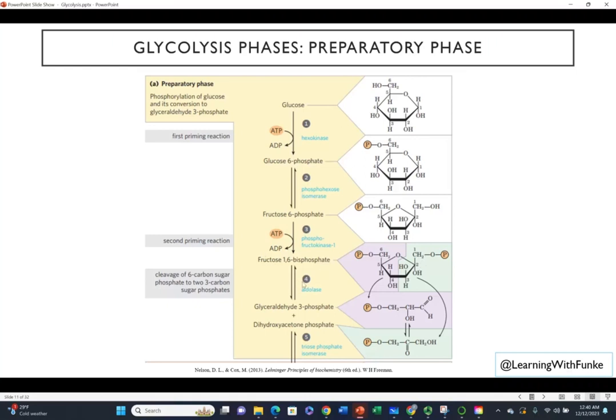The fourth step is an aldolase step. We go from fructose 1,6-bisphosphate to G3P and DAP, and that is catalyzed by aldolase. And then the step that leads into the payoff phase is pretty much catalyzed by triose phosphate isomerase, which is typically called TPI, and I'll be going over that shortly in the upcoming slides.